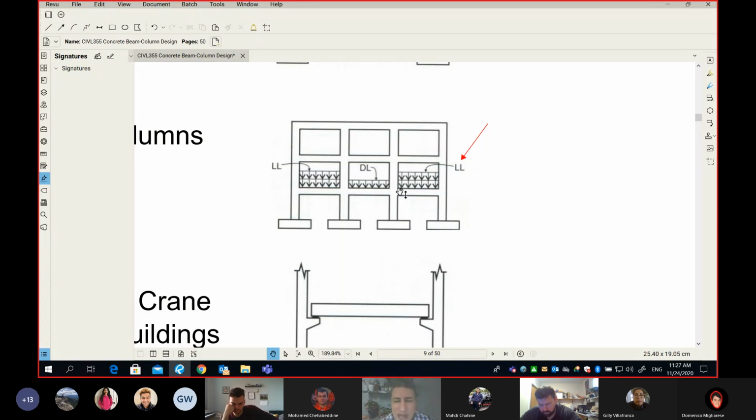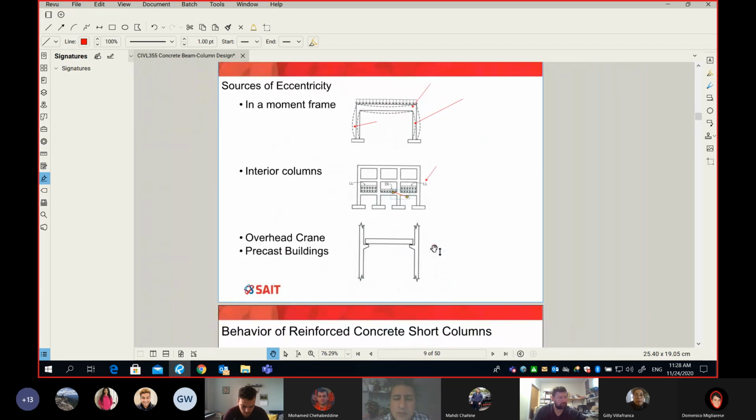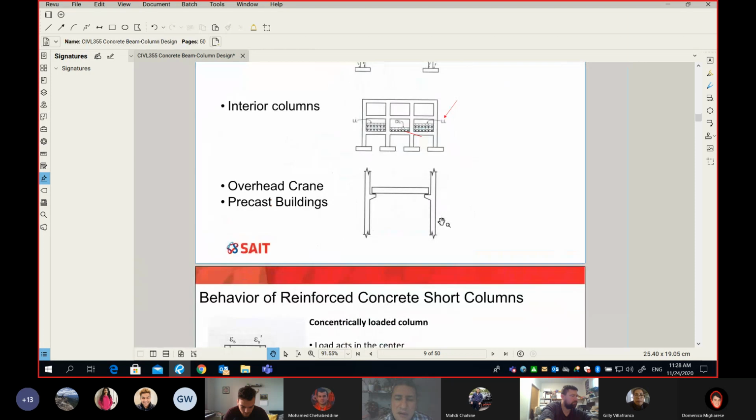Because of this asymmetric situation, the beam will simply bend this way. This is the tangent to the curved shape, because we have more live load on the right side and less load on the left side, so your beam will rotate around this point. Once it rotates, it will grab your column and apply bending moment on the column below and above.